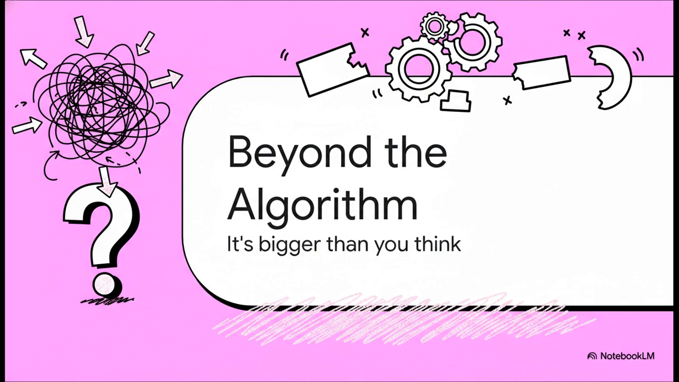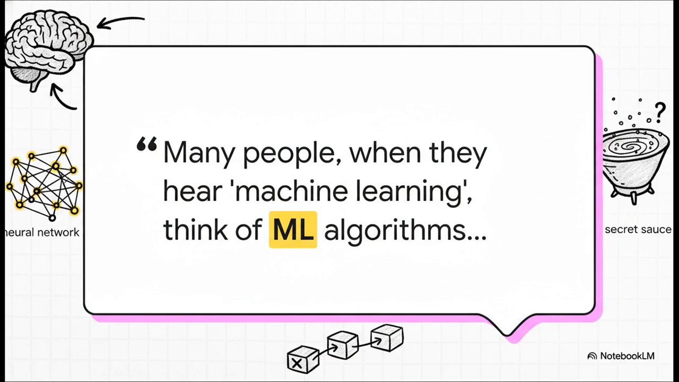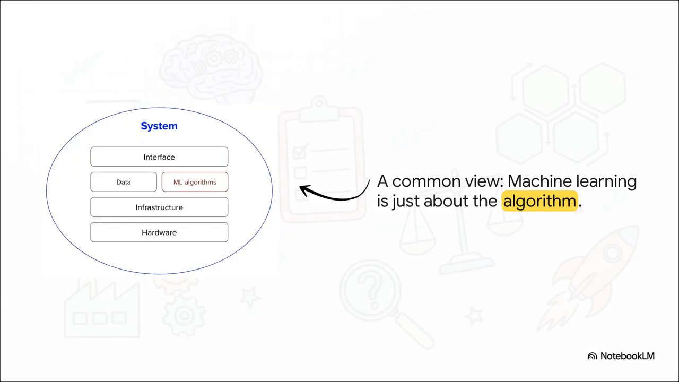Okay, first up, let's tackle the single biggest misconception about machine learning. Honestly, this is the one that can doom a project right from the very start. And this quote, it nails it. When we hear machine learning, our brains immediately jump to the algorithms, right? The fancy neural networks, the complex decision trees, the secret sauce that does all the magic. And because of that, we get this mental model that looks kind of like this, where the ML algorithm is the star of the show.